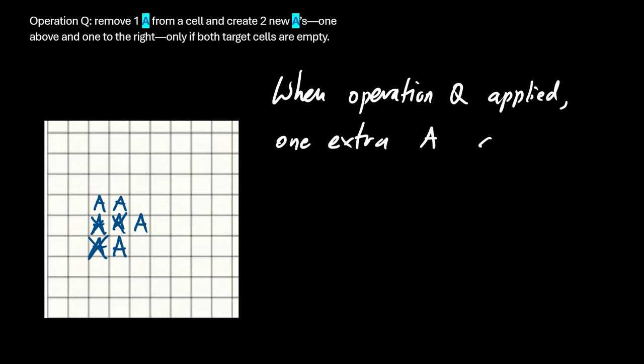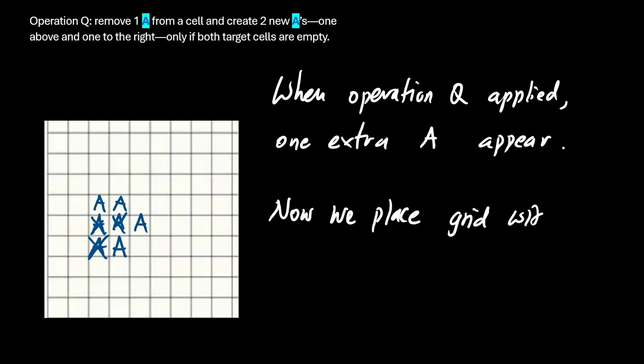How can math help us understand whether this puzzle is solvable? Let's see what happens when we apply operation Q. Each time we apply it, one A disappears and 2 new A's are created, one above and one to the right. To track this process, we'll assign values to each cell on the grid.